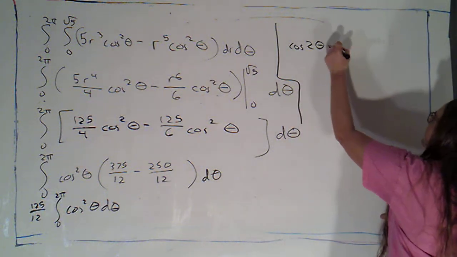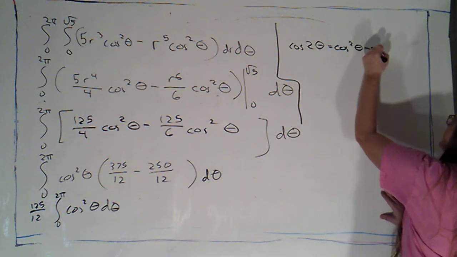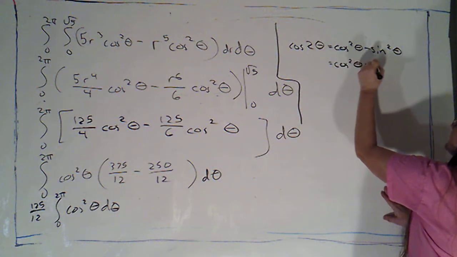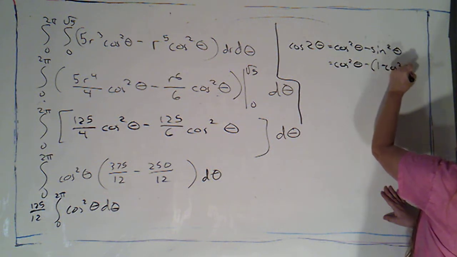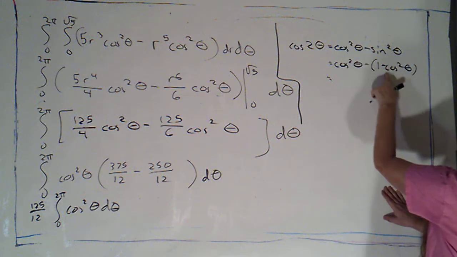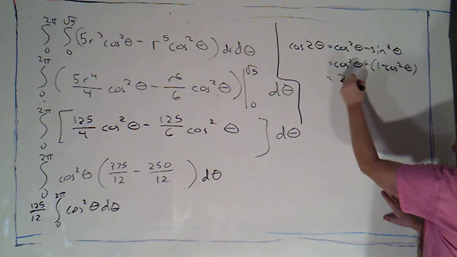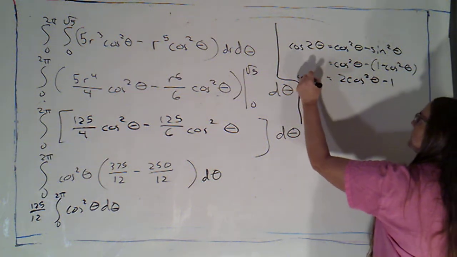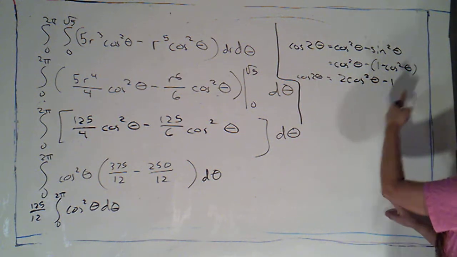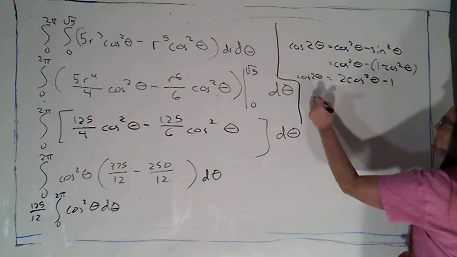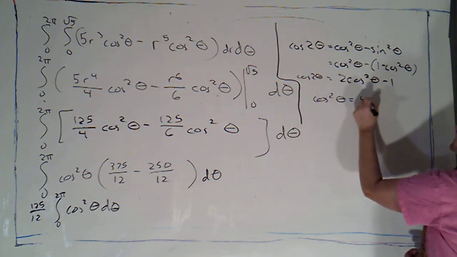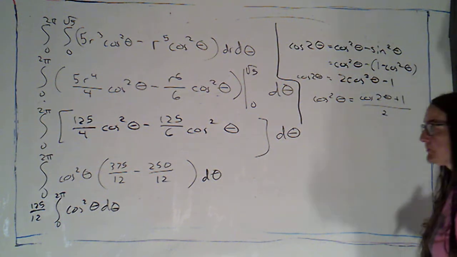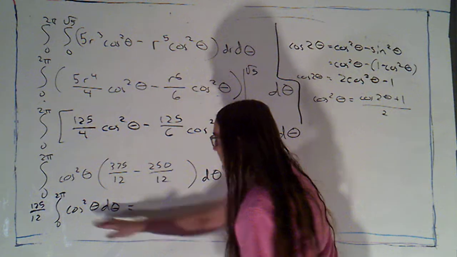So cosine 2 theta is cosine squared theta minus sine squared theta. So that's cosine squared theta minus 1 minus cosine squared theta. Distributing the negative makes this one positive, so that's 2 cosine squared theta minus 1. That was still equal to cosine 2 theta. So I'm just going to add over the 1 and divide by 2. So cosine squared theta is cosine 2 theta plus 1 all over 2.